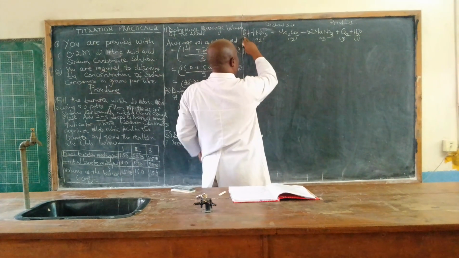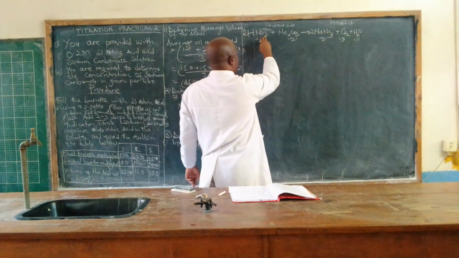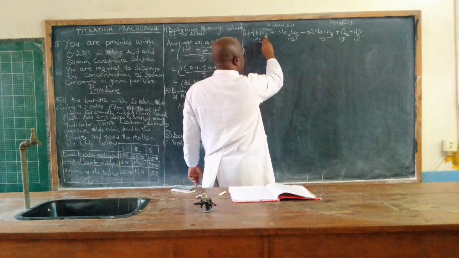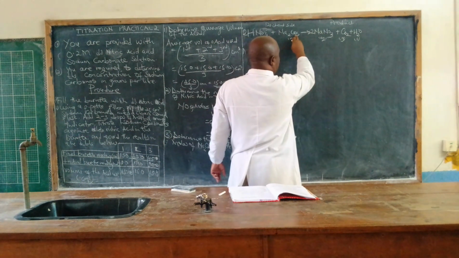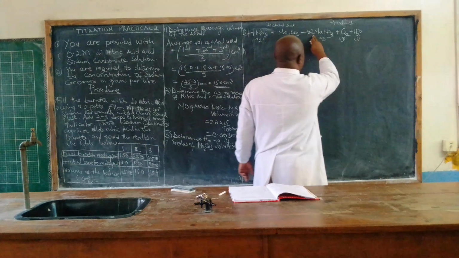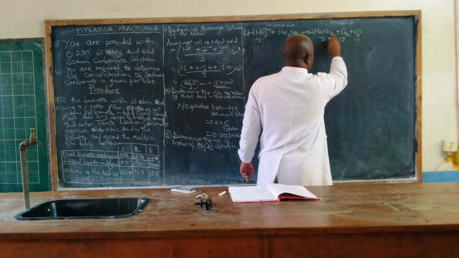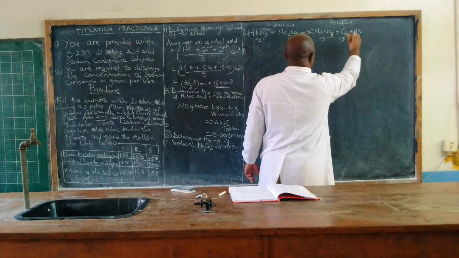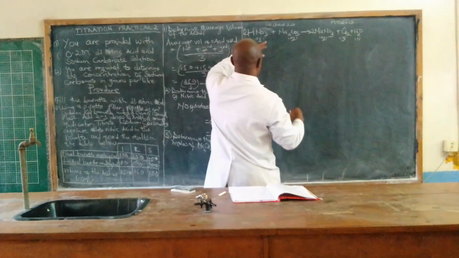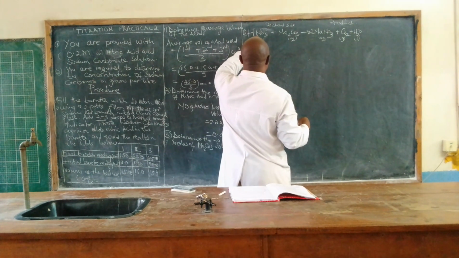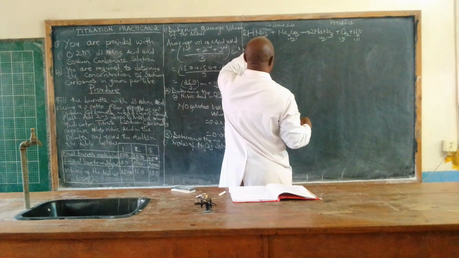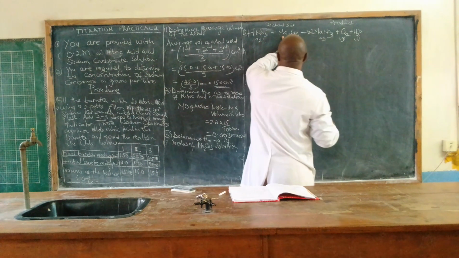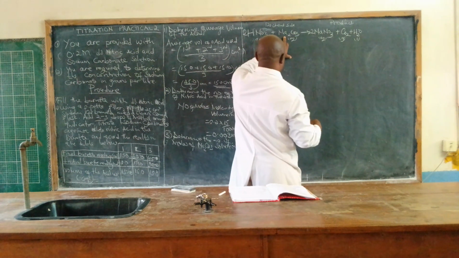Then oxygens. How many oxygens do we have? Here we have 6 oxygens, and then here 9 oxygens. Here we have 6 oxygens, 8, 9. So oxygens are balanced. Now we go to the second reactant product.